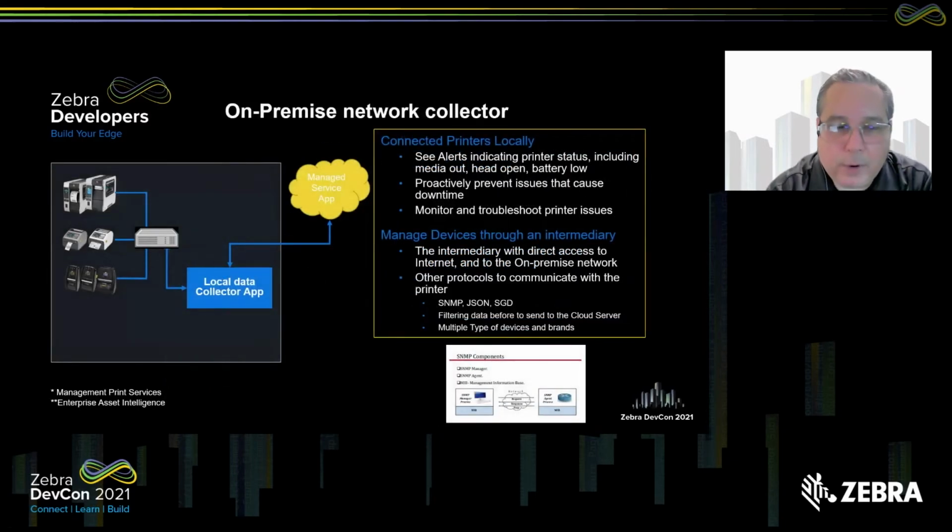The second way to do it is through on-premise network collectors. How does that work? In this particular case, we are connecting our printers locally through a network, all of them going through a local PC or local computer. The local computer has a local data collector that collects the data from the printers, and the collector application, after doing the data collection from the printer, sends that through a managed service API at the cloud.